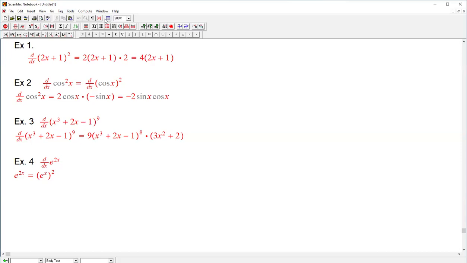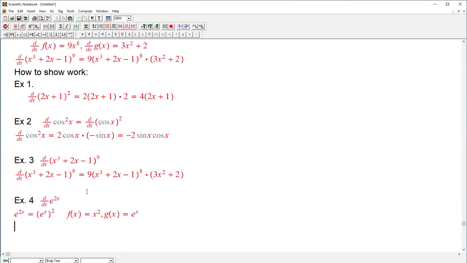But in this case, the composition would be: f of x would be x squared, and g of x is e to the power x. So that's one way to compose. But there's another way to compose.